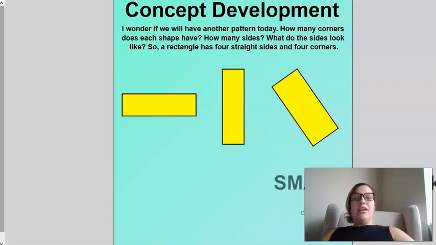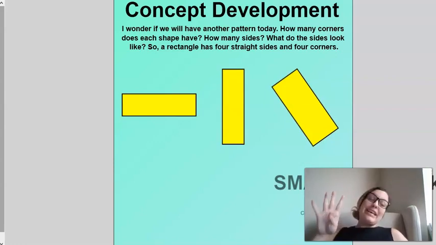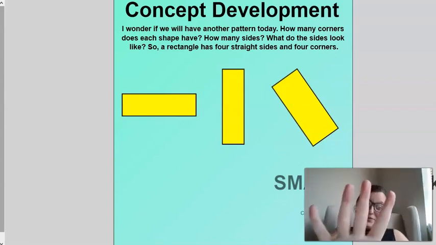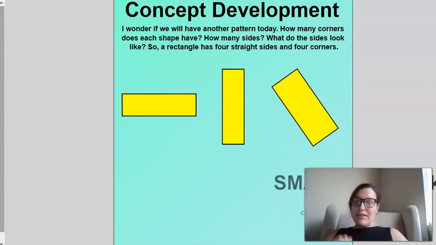So, for a rectangle to be a rectangle, it has to have how many sides? 4. How many points? 4. Closed or open? Closed. And are the lines straight or curvy? They're straight. They can't be zigzag.